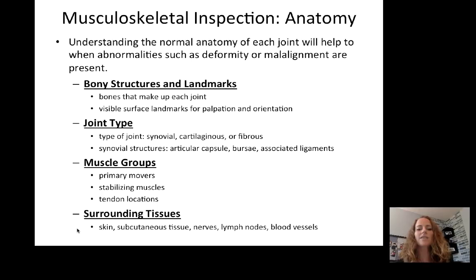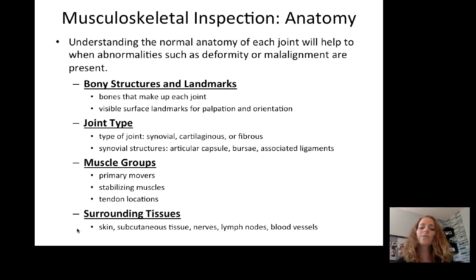If you find that it's non-articular or periarticular, you also want to think about the muscle groups. So understanding the muscles that move the joint can help you to understand what may be affected by the particular condition, but also will help you understand your range of motion and other analyses that you will do. So you want to think about your primary movers of muscles, your stabilizing muscles, and the location of the tendons when you're doing your different tests.